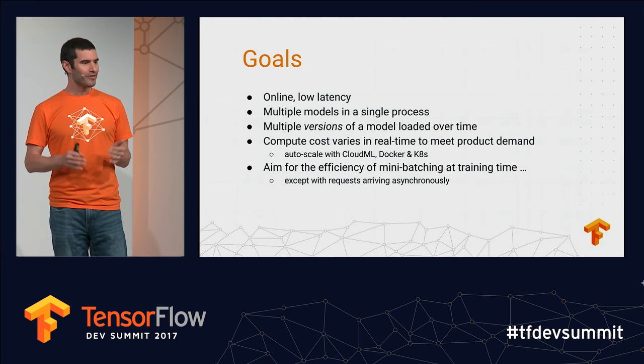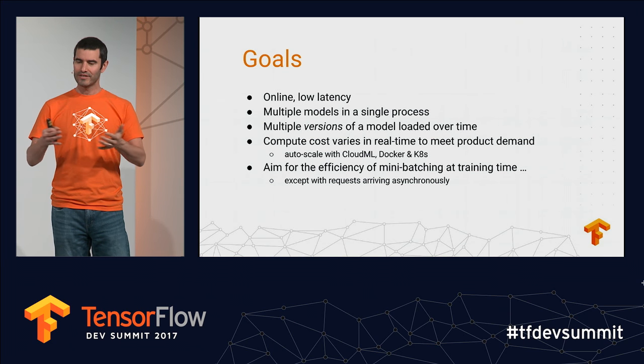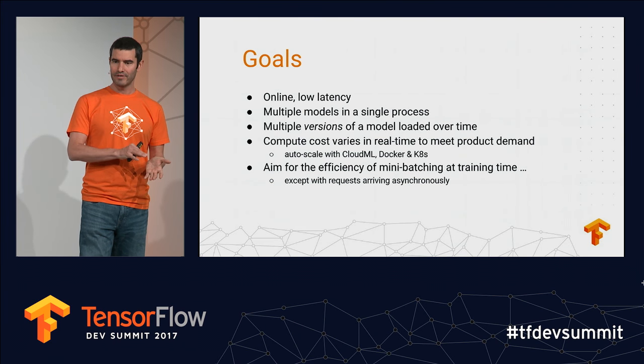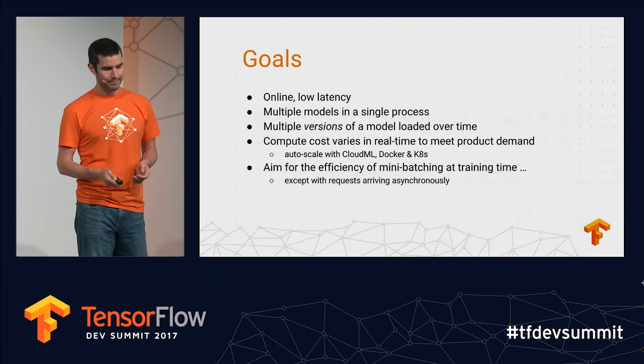It lets you train models more quickly, process a lot more training data. And so the challenge here is, how can you do that in a production setting where all of your requests arrive asynchronously, and you want to keep a nice bound on latency?